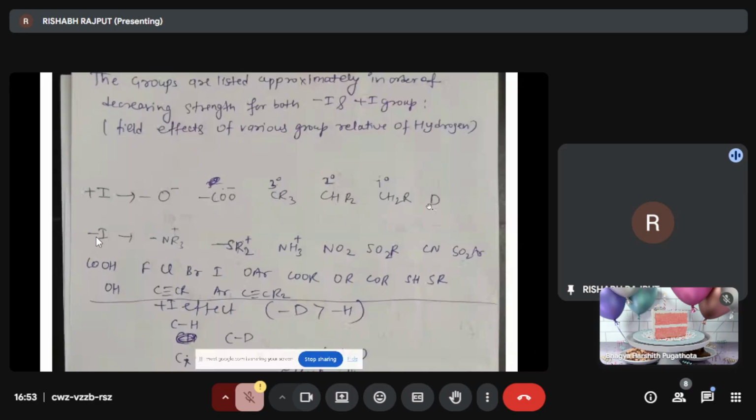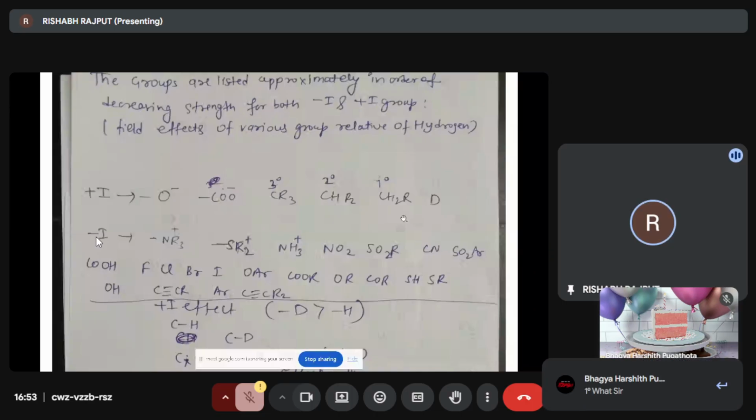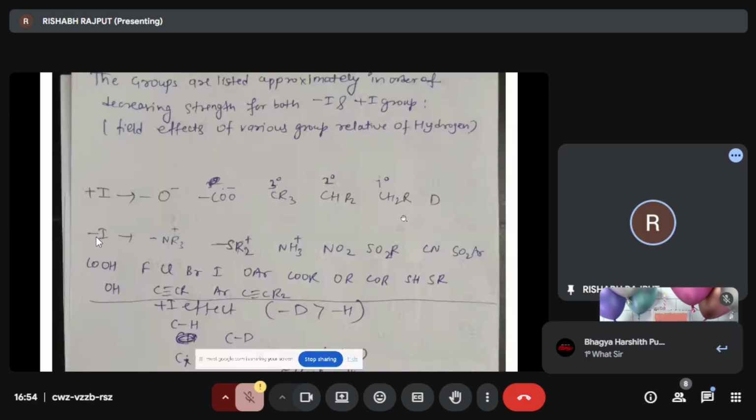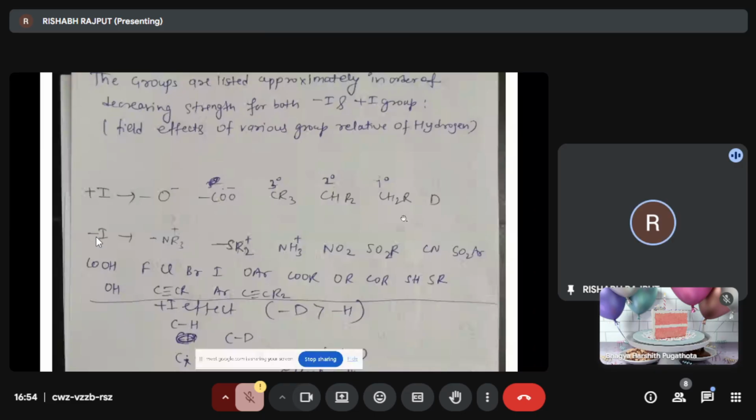And this is the -I effect, in increasing order of -I effect. You can see here NR3 has more -I effect. Sorry, this is decreasing order: if you start from NR3 and go to the last, the -I effect will decrease. This NR3, then NH2, then NO2, SO2R, the -I decreases. If you can remember this order, it will be good. Otherwise, you can just revise, then you will remember.